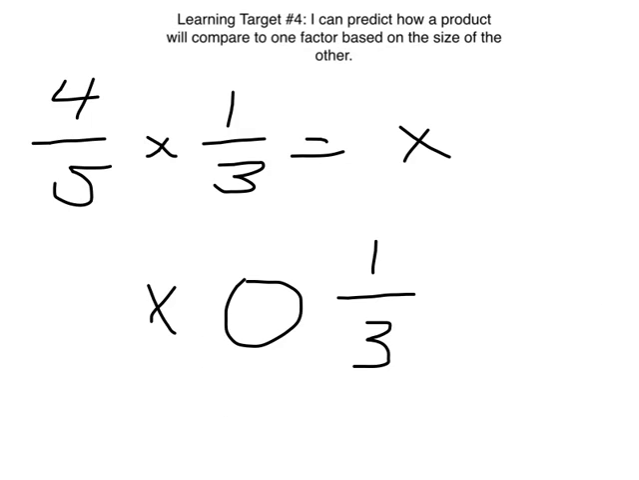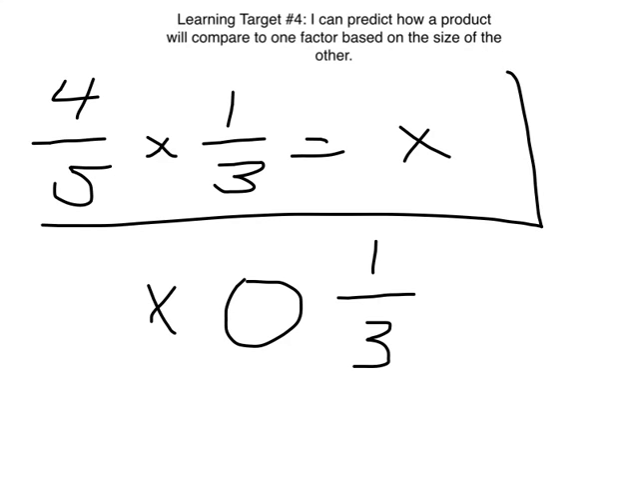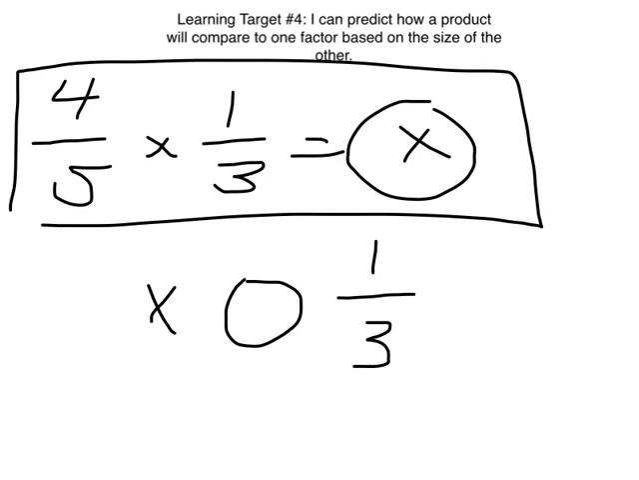Let's move on. This learning goal is about making a prediction of the answer. I can predict how a product will compare to one factor based on the size of the other. So maybe you're going to see a problem like this on the test: 4/5 times 1/3 equals x. And it may ask you to relate x to the second factor. Is x going to be greater than, less than, or equal to the second factor?